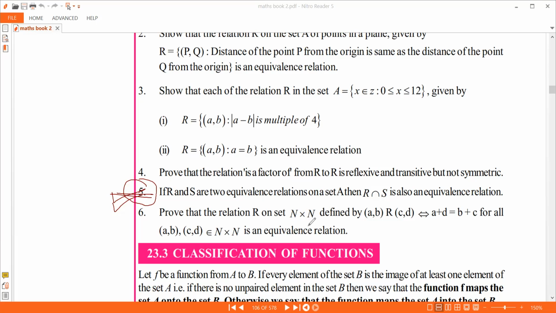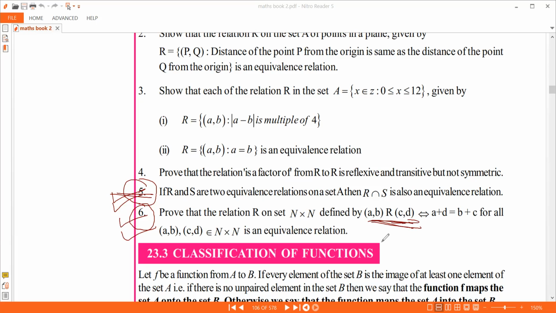I'll check that. Prove that the relation R on the set N cross N defined by (a, b) R (c, d)... This is a super question, a 6-mark question, from NCERT. This one rumbled everyone down. 90% of students failed to solve this, so it's not that simple.